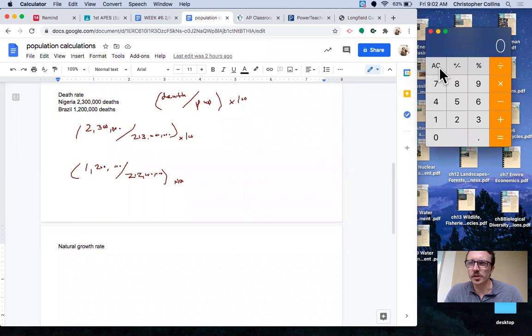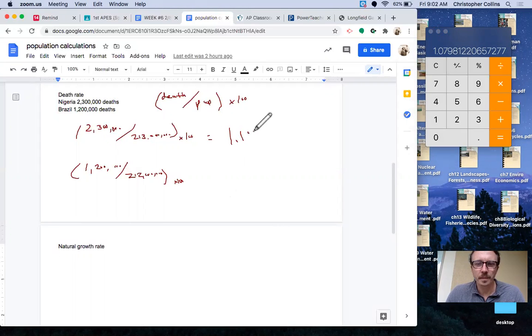Nigeria, let's go and do Nigeria first. We got 2,300,000 divided by the total population of 213 million. Okay, we get this decimal, we need to multiply by 100 to turn it into a percentage. And we have about, let's do 1.1% death rate. Okay, now let's look at Brazil. And you obviously know it's going to be less, but how much less?